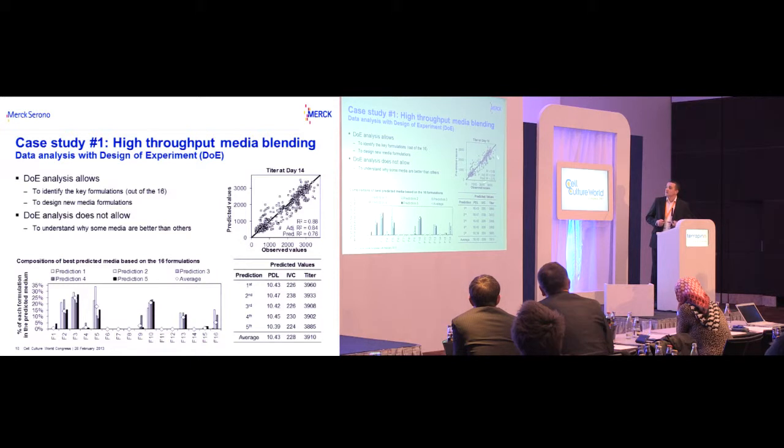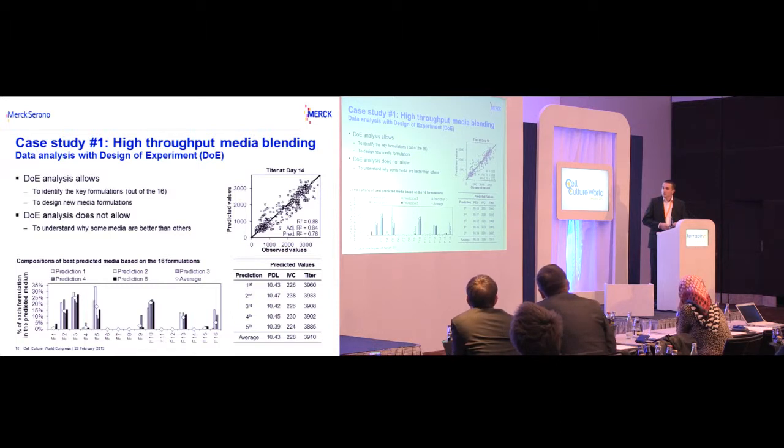First, you have the model obtained for the titer with the observed value and the predicted value. As you can see, the prediction is quite good with an R2 of almost 0.9. With that, we can do prediction. So here we have the top 5 predictions to maximize the titer.